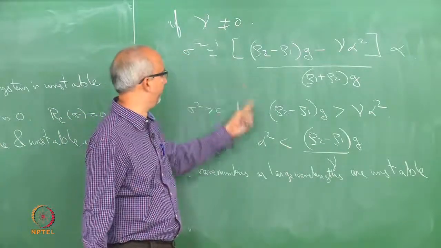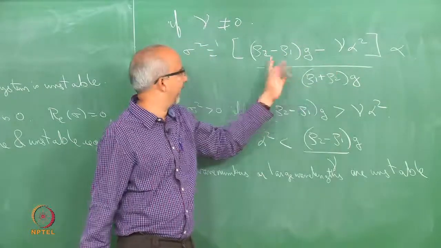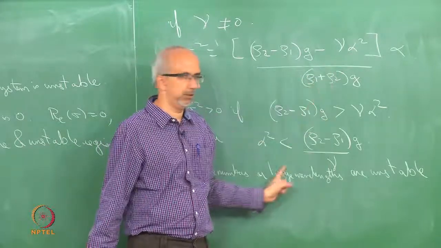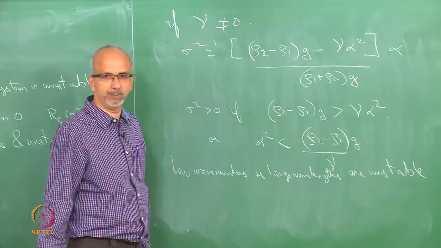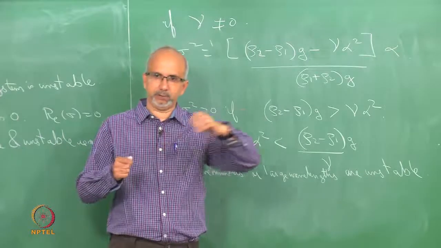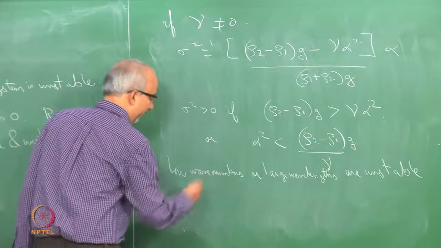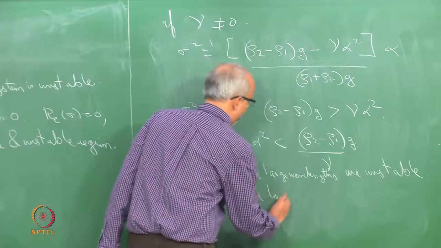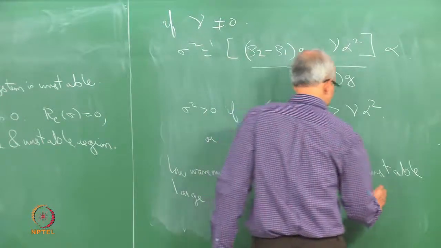Sigma squared is positive if this is positive, because this guy is anyway positive if the wave number is positive. And so for this to be positive, your wave number should be low, below a threshold. Okay, if this is lower, then you have instability, or the wavelength is large. So if the wavelength is large, it means it varies very slowly. And or if I write it the other way, large wave numbers or low wavelengths are stable.